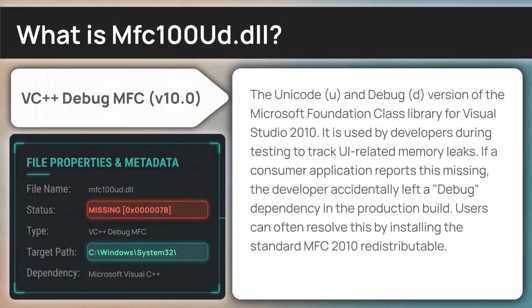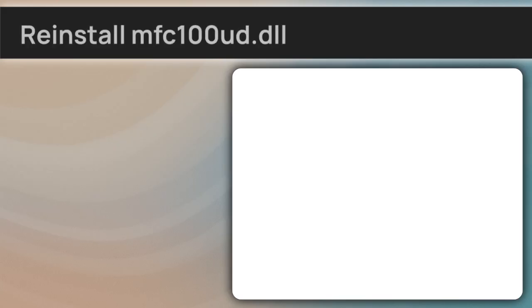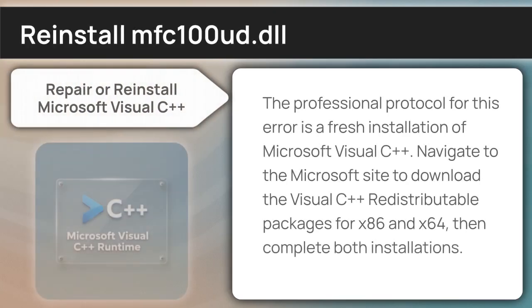Now that you're up to speed on the file's role, let's begin the repair process. The professional protocol for this error is a fresh installation of Microsoft Visual C++. Navigate to the Microsoft site to download the Visual C++ Redistributable packages for x86 and x64, then complete both installations.